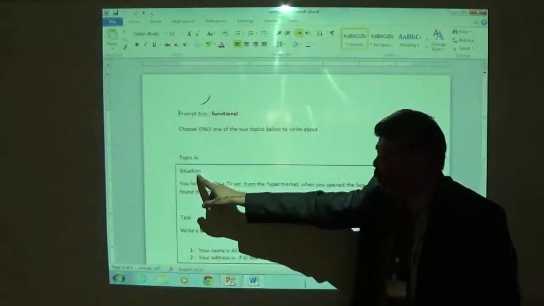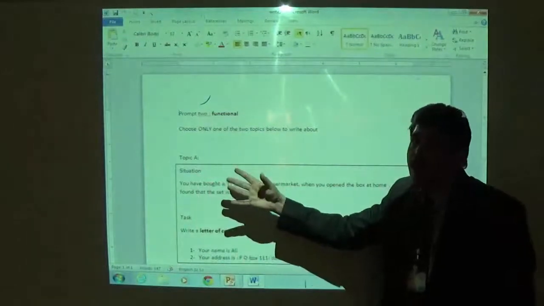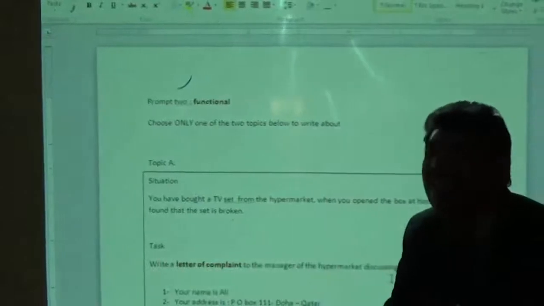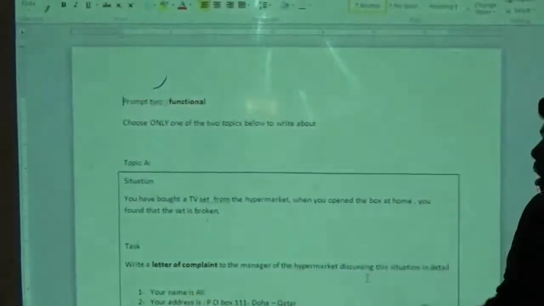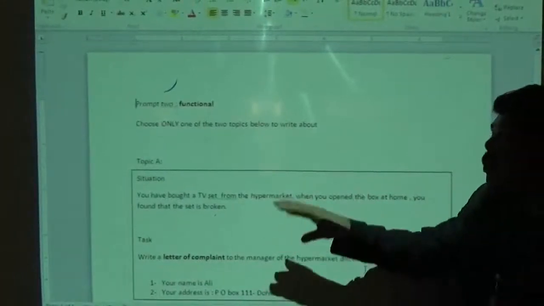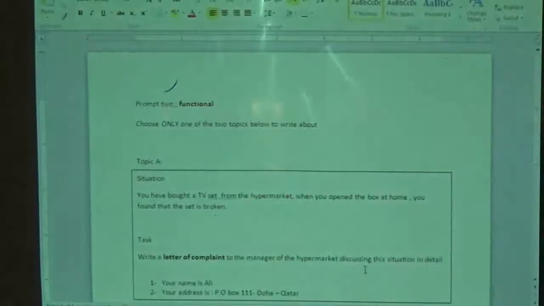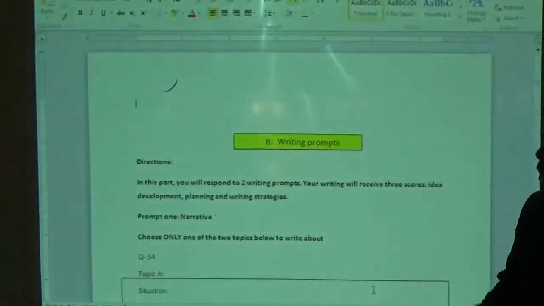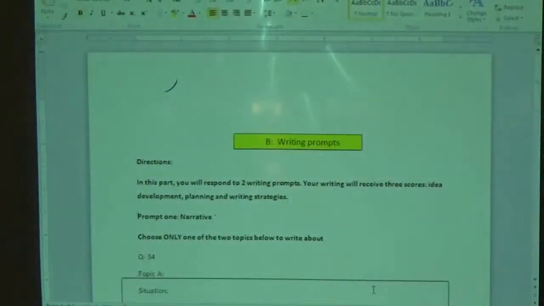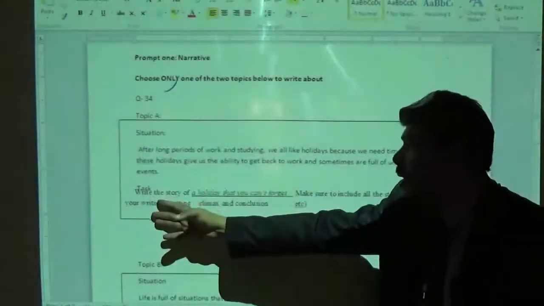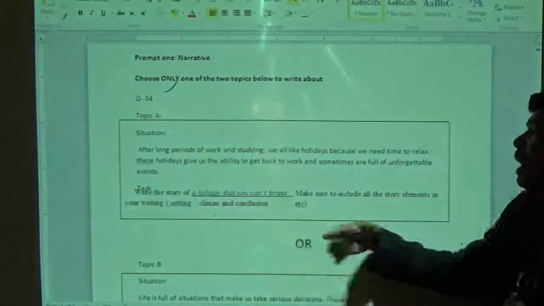You read the situation first because it's very important. It gives you information about what you are going to write about, and then the task, what he needs you to do. He asks, write a letter of complaint to the manager of the hypermarket discussing so and so. So try to read first the situation, then the task. The last part is the writing narrative. When you are going to write a narrative, you are going to have two stories like this. Also, we have a situation and task. Write the story of a holiday that you cannot forget.